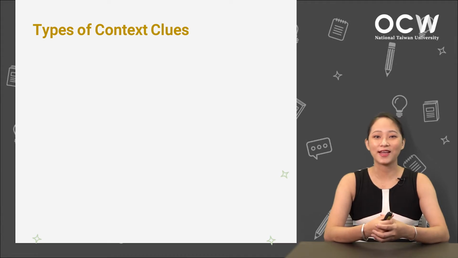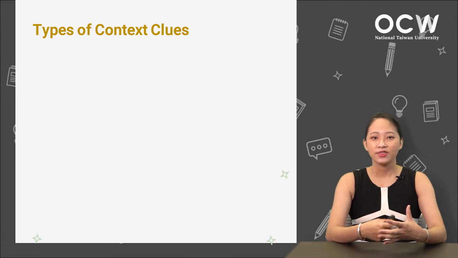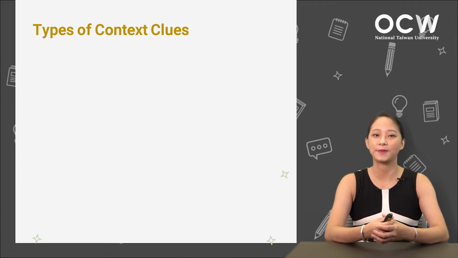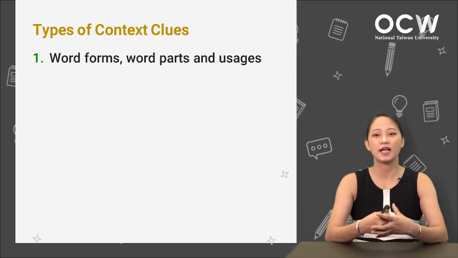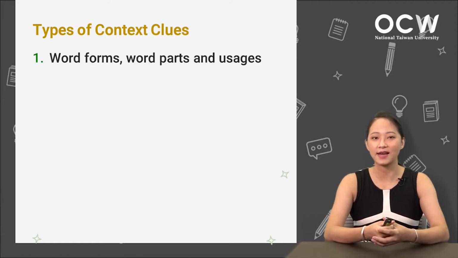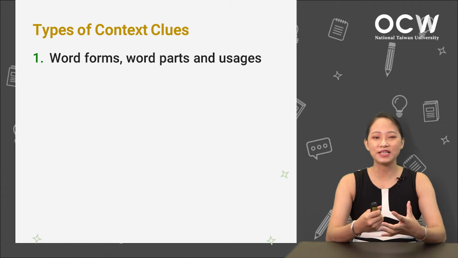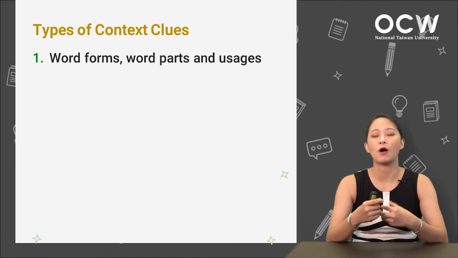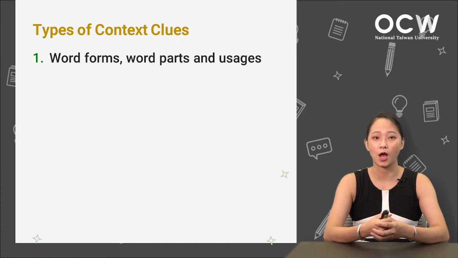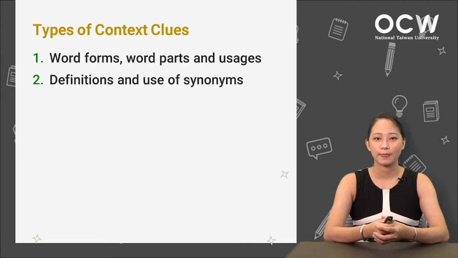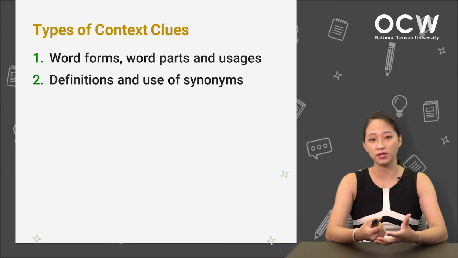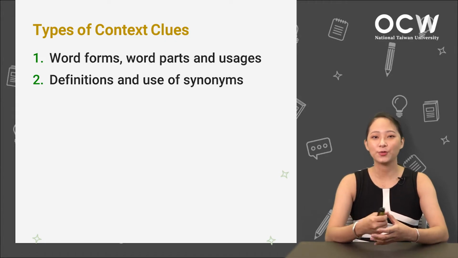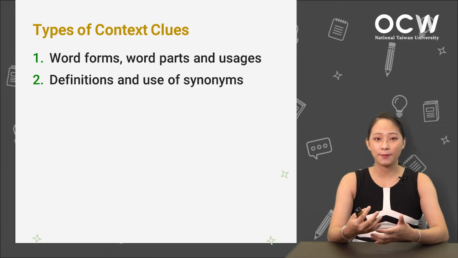So let's look at the term context clue. There are four types of context clues that we'll be looking at today. The first one is word form, word parts, and how to use them. Essentially, the individual bits that compose a word and what they mean. The second context clue is definition and use of synonyms. Essentially, using words of the same meaning and integrating them with what we already know to be able to understand what the new word means.